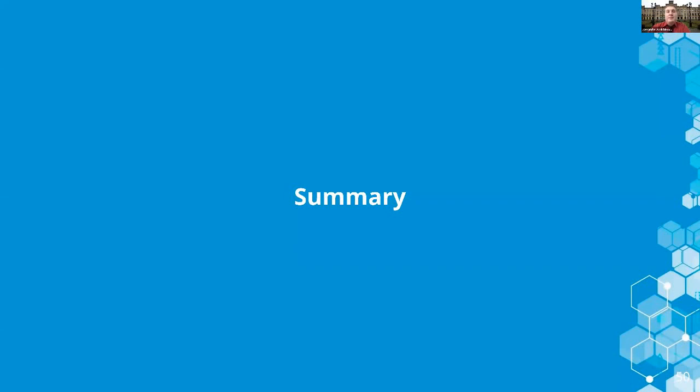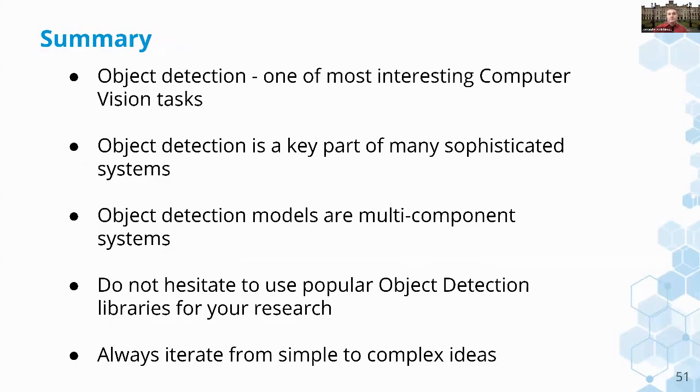That's all for today. But before we move on to the Q&A session, let's recap the key points of this lecture. First of all, object detection is one of the most interesting computer vision tasks with a lot of challenges and a lot of solutions for these challenges. Object detection is a key part of many sophisticated systems. So simply by improving performance of object detectors, we will make lives of millions of people all over the world much better.